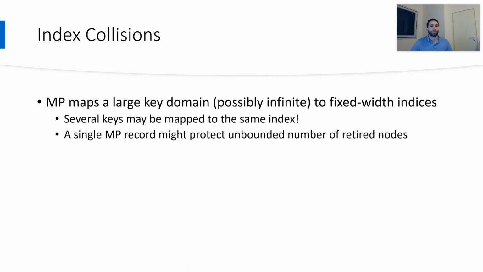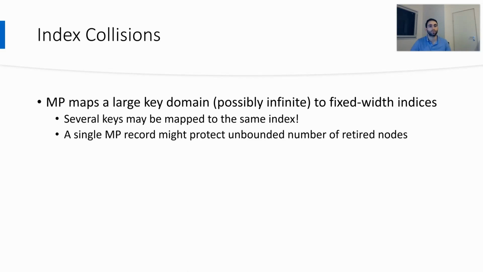Since MP maps a large key domain to fixed-width indices, several nodes may be assigned the same index. We call it a collision. Those collisions can make a single margin pointer record protect an unbounded number of nodes from reclamation. This is problematic since we want MP to bound the wasted memory.